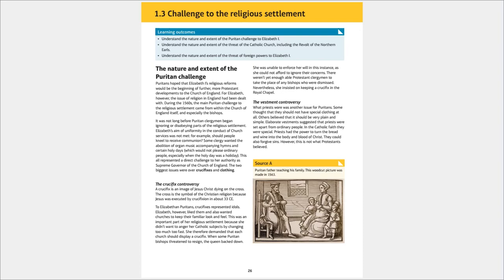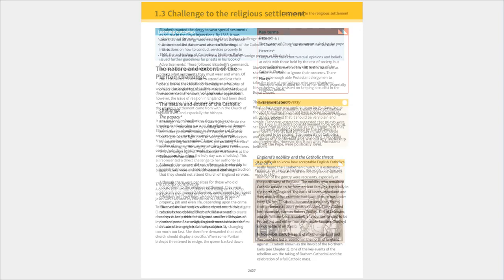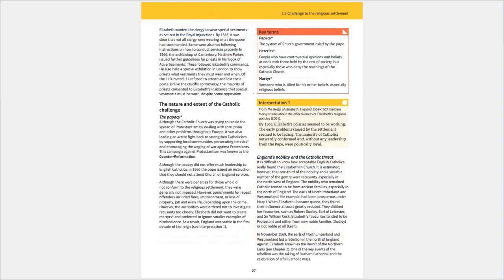You'll see you've got two excerpts from the textbook. You've got one which is the one in front of you here, the nature and extent of the Puritan challenge. So remember, the Puritans are extreme Protestants. They're very Protestant, and they want the church to be as Protestant as possible. And then you've got this excerpt from the textbook, which looks at the challenge from Catholics.